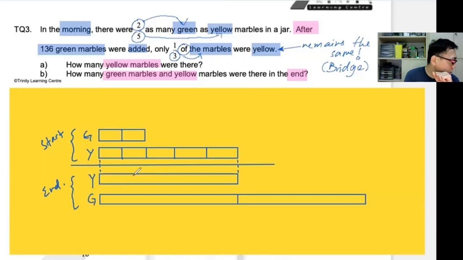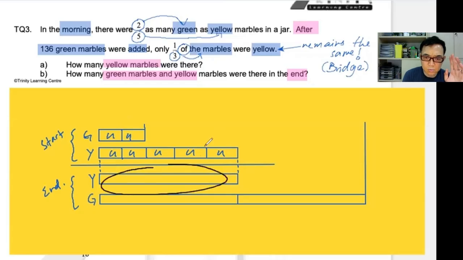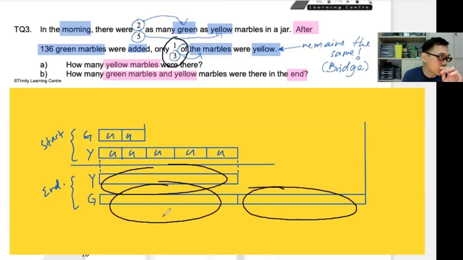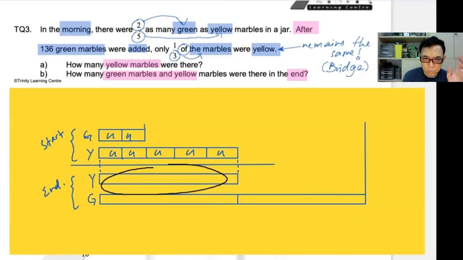As you can see, the green marbles went from here and is now here. This is 5 units: 1, 2, 3, 4, 5. This is 1/3. This is another 1/3. This is another 1/3. Total 3/3, right? Which is 1 whole.